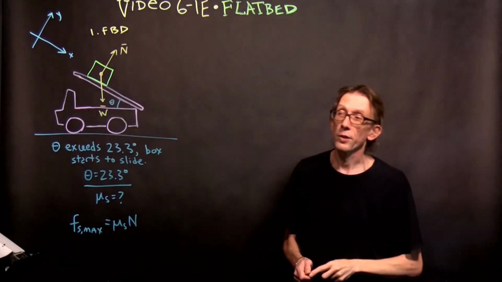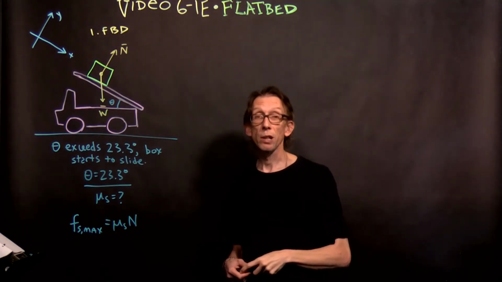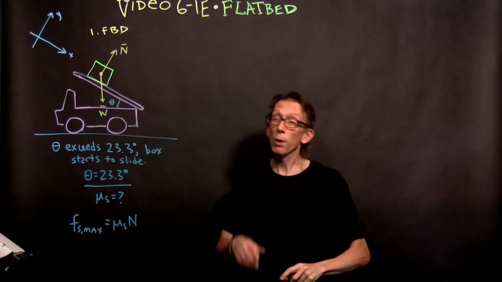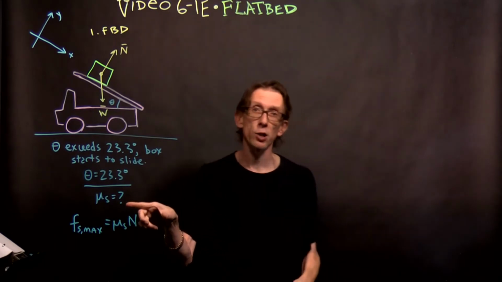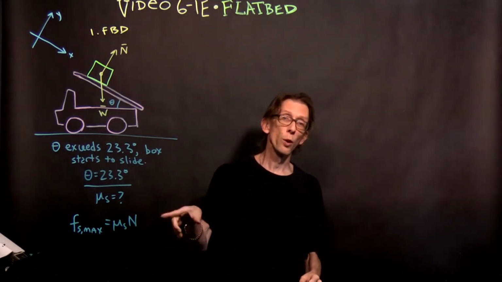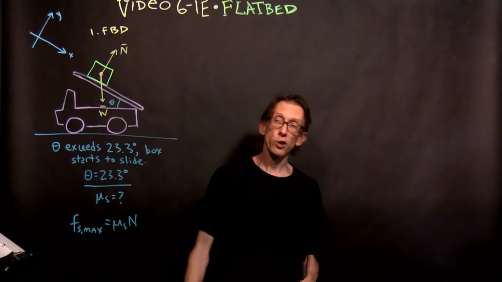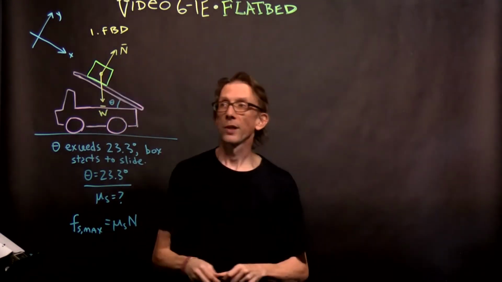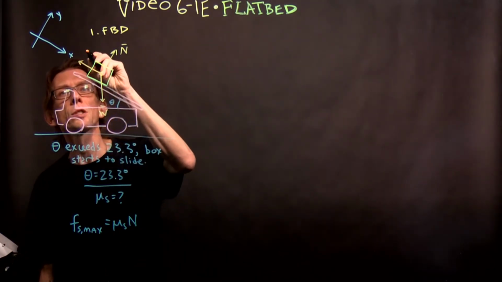And finally, there's a static frictional force. What direction does that point? You will remember that the static frictional force points opposite the direction the object would move if there were no friction. What direction would that object move if there were no friction? Downhill. Therefore, static frictional force is uphill, in the negative x direction.